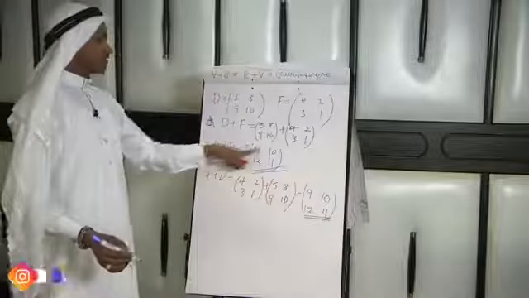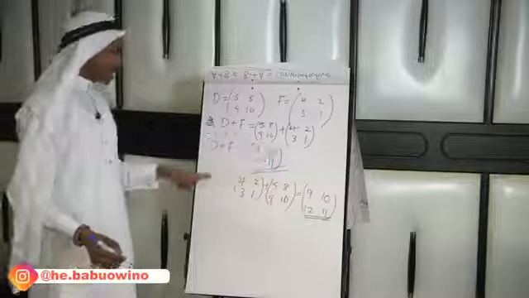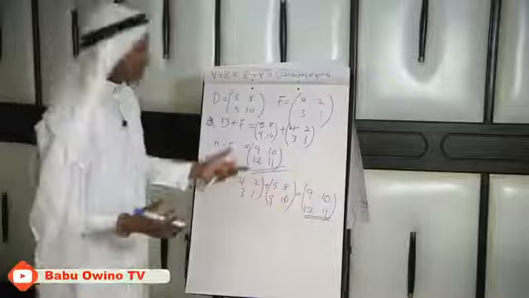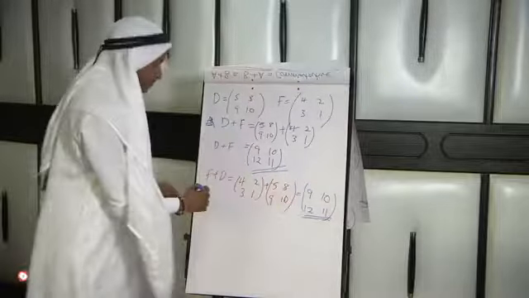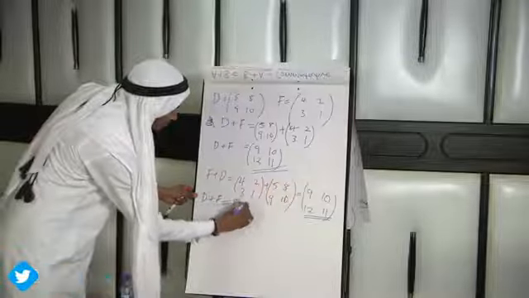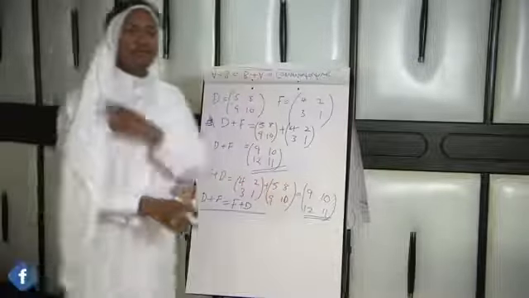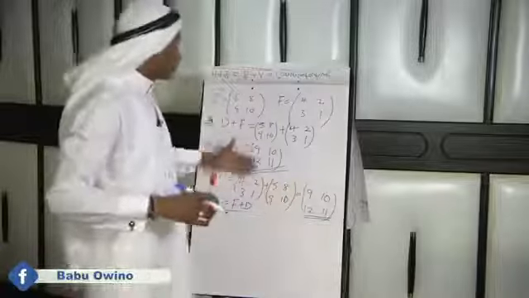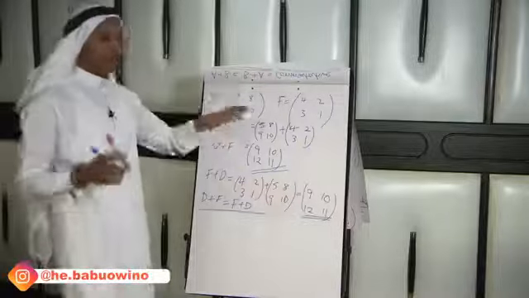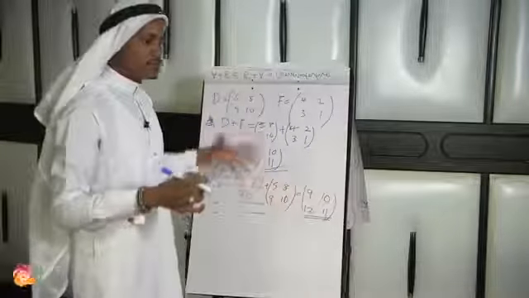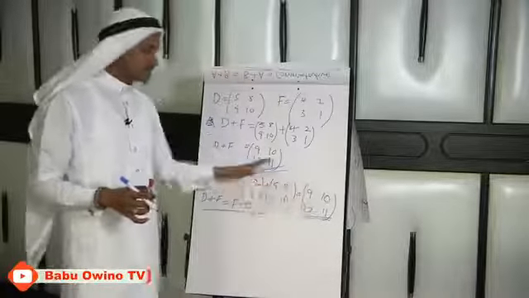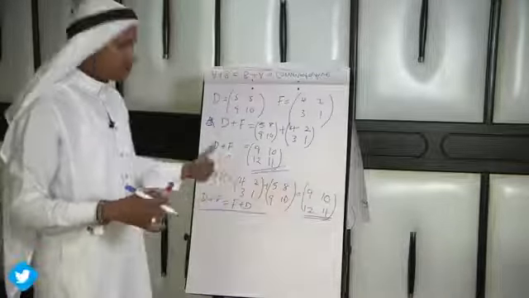So D plus F is 9, 12, 10, 11, and F plus D is 9, 12, 10, 11. Therefore, we conclude by saying that D plus F equals F plus D, and we say that they are commutative. If you add them, irrespective of whichever side they are, they give you the same result. When they give you the same result, you say they are commutative.